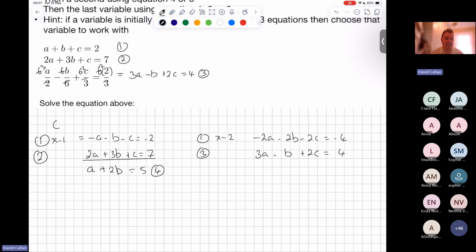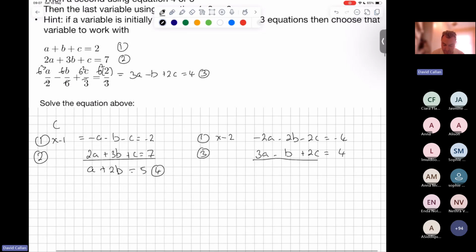Lovely. And yet again, here I am. I have my plus 2c and my minus 2c. So my variable choice worked out for me. I'm going to be able to eliminate that. So I'm going to add again.